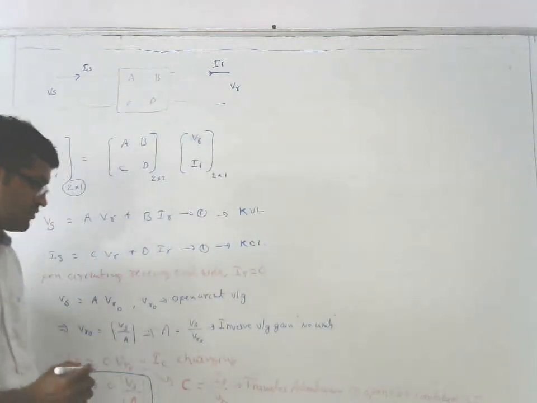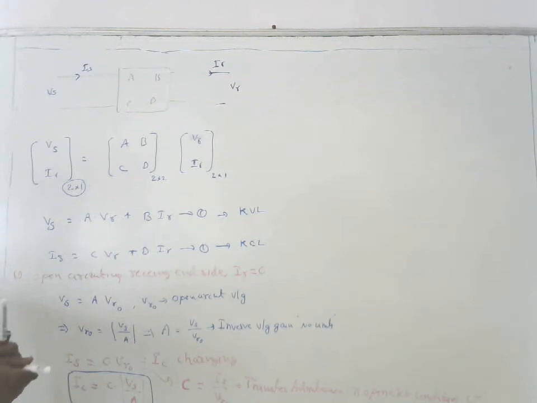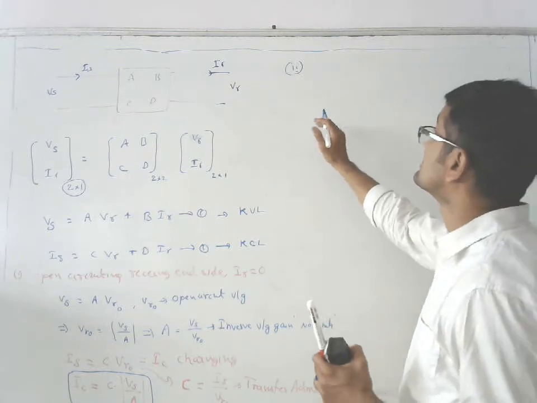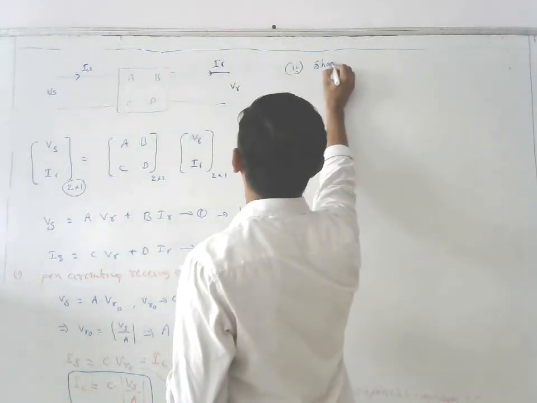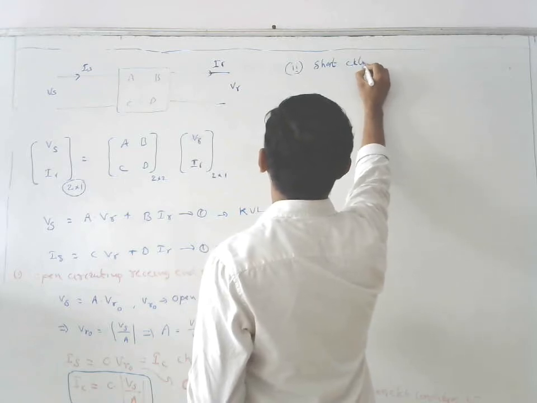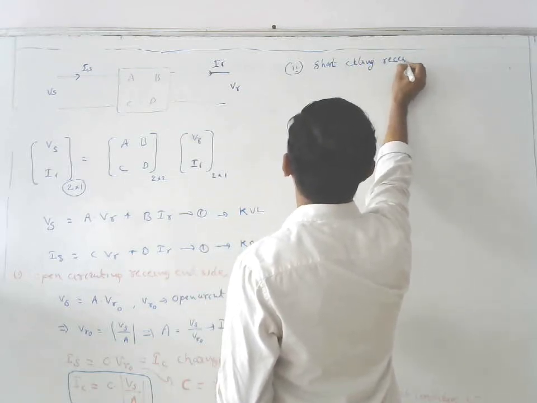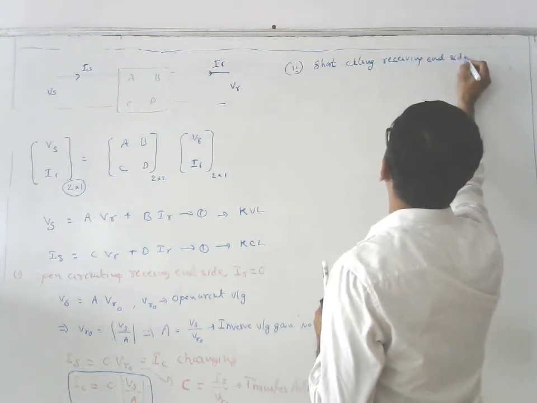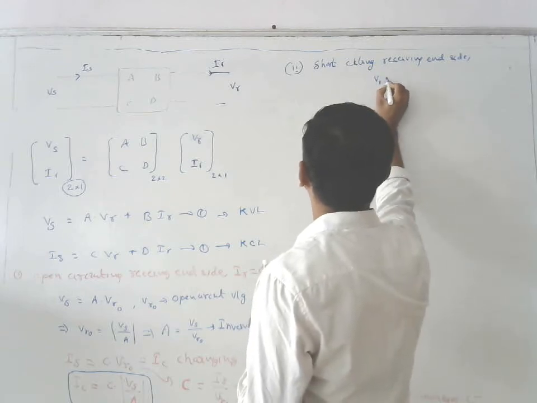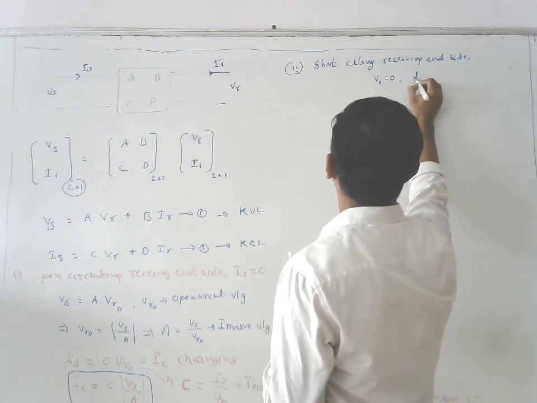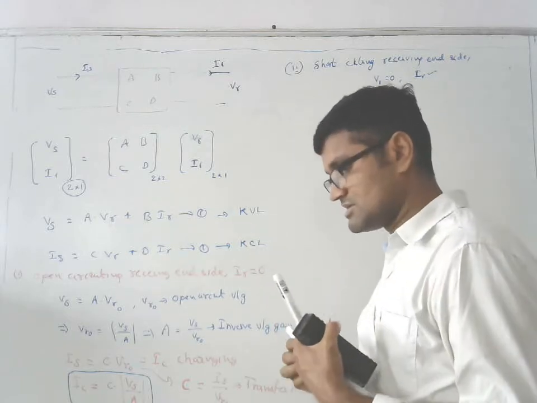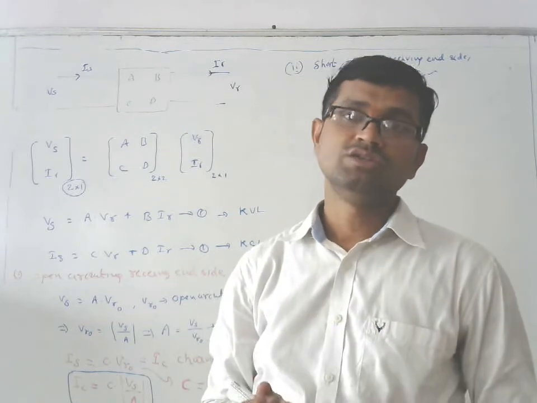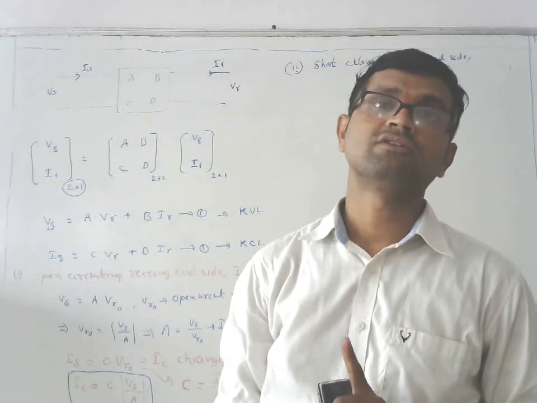Now in the second case, I am going to analyze the receiving end side with a short circuit. In short circuit condition, which quantity becomes 0? The receiving end voltage becomes 0, and current exists. The characteristics of short circuit condition are resistance 0, voltage 0, and current exists. In open circuit condition, the characteristics are voltage exists, current is 0, and resistance is infinity.